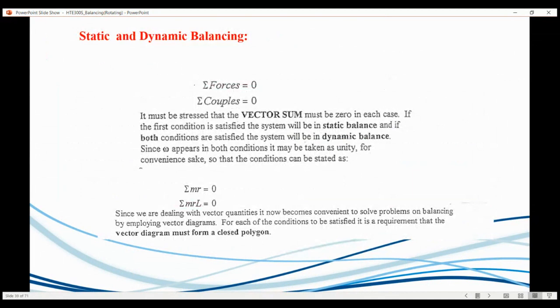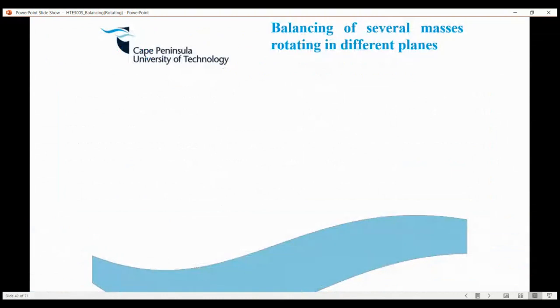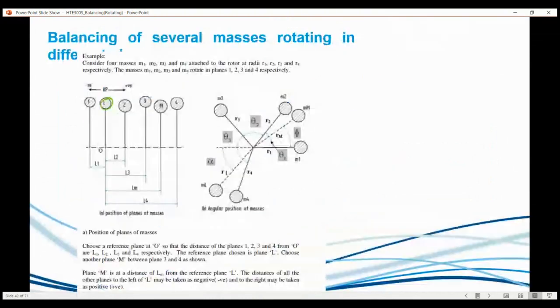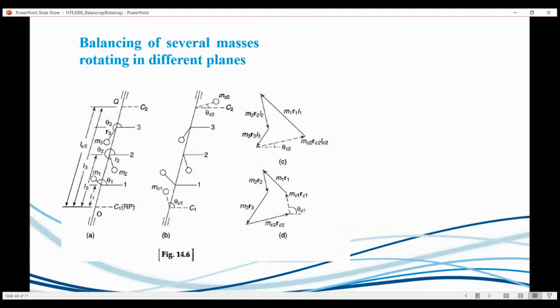Again, it's talking to this, where the sum of the forces must equal 0 and the sum of the couples must equal 0. The sum of the forces is the MR product, which you've done now in the same plane, and also the sum of the MRL product now. And you understand why we have the MRL product. So the conditions for masses in different planes again: the forces in the reference plane must balance, so the resultant force must be 0. That's the MR. And the couples about the reference plane must also be balanced, so the resultant couple must be 0. So this is what it actually looks like.